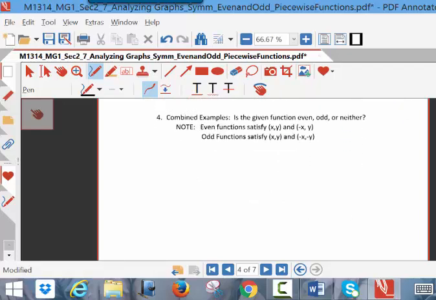Okay, so now we're going to have some combined examples, and these are the questions you'll see. And here's a little summary. If it's an even function, (x, y) and (-x, y) will satisfy the equation. If it's an odd function, (x, y) and (-x, -y), those are your points, okay? And so it'll ask, given this function, is it even, odd, or neither even nor odd? That's how the question will be asked. And then they'll give you an example like this. So they give me this function.